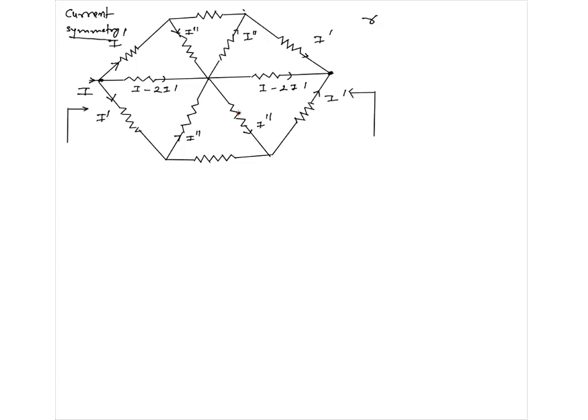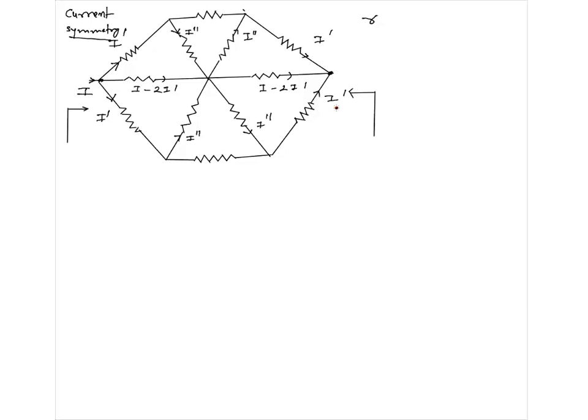By using current symmetry, see how many variables could be reduced. 1, 2, 3, 4 resistors, 4 currents. But we used just one, I double dash. 1, 2, 3, 4. Again 4 resistors, 4 currents. Just one, I dash. So current symmetry is a very powerful method.